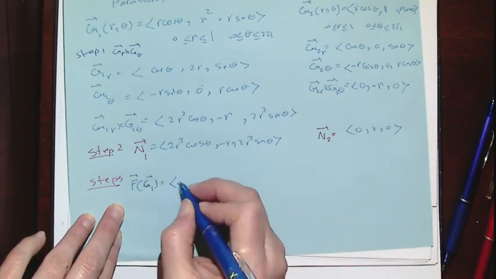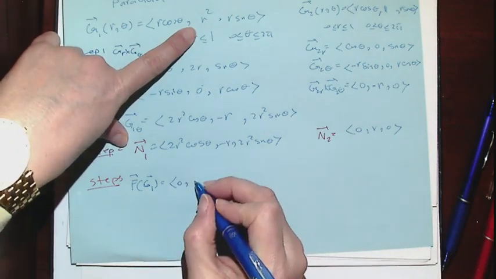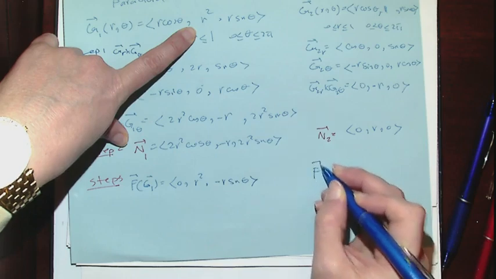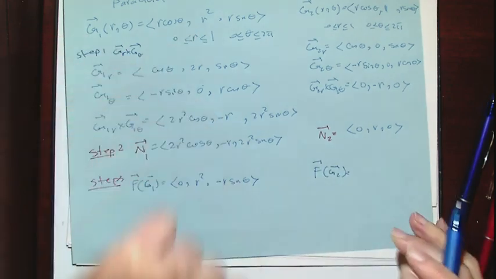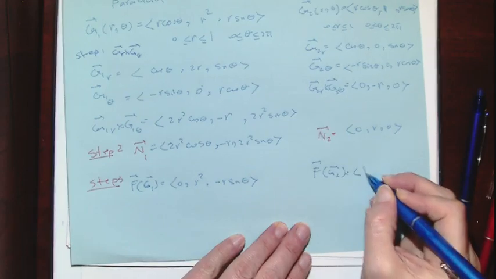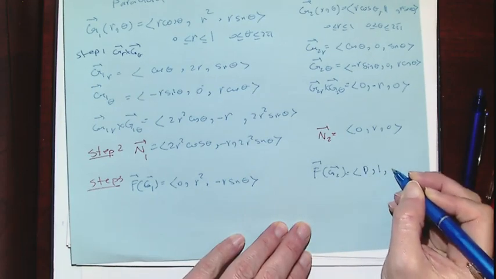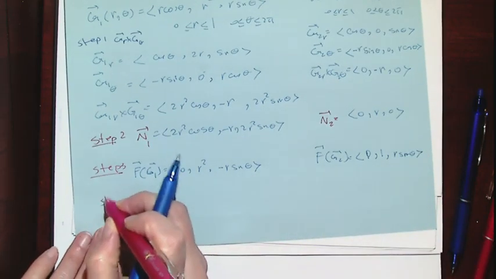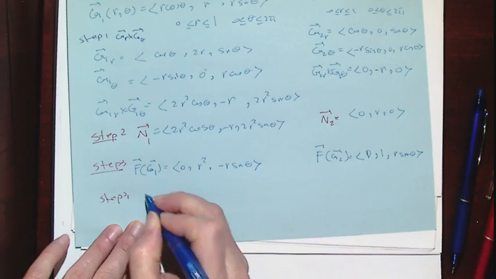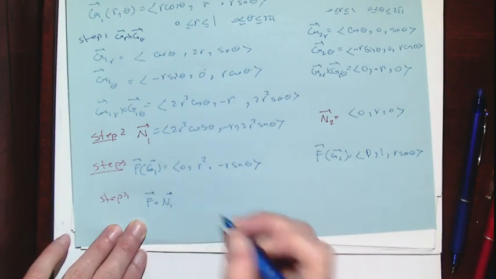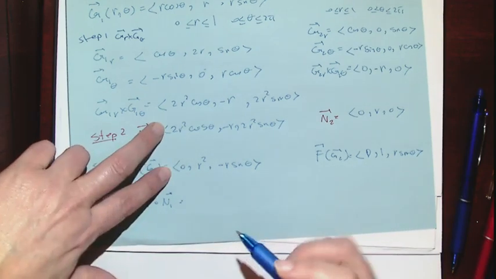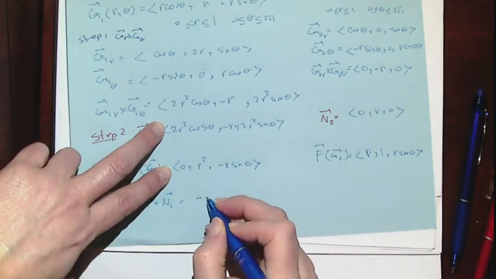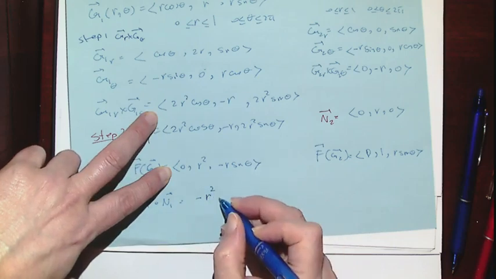F of G1 is 0, y is r squared, minus r sine theta. F of G2 is 0, 1, r sine theta. Now compute step 3, f dot n1 is going to be what? Can anybody tell me what's f dot n1? Minus r squared.